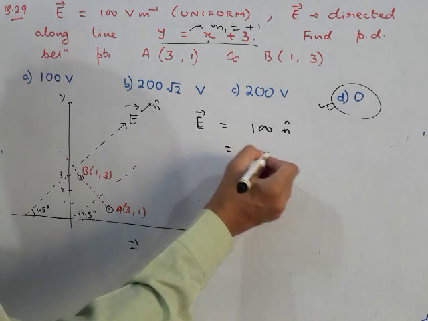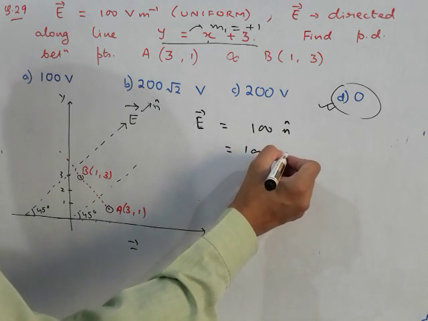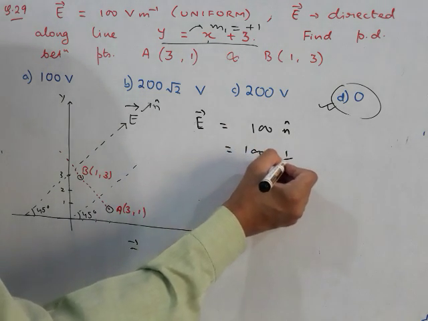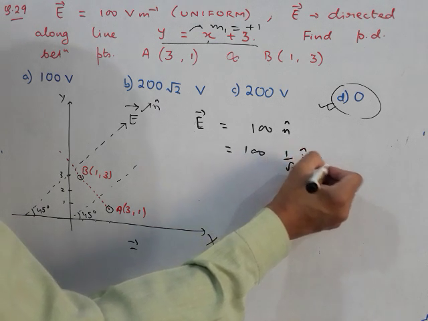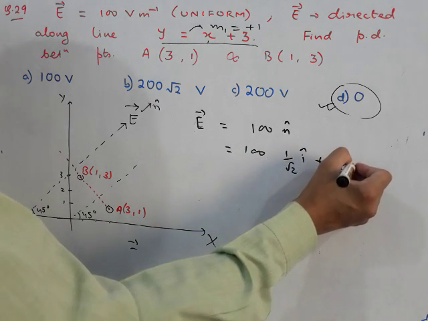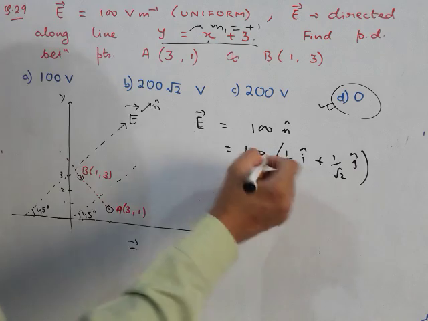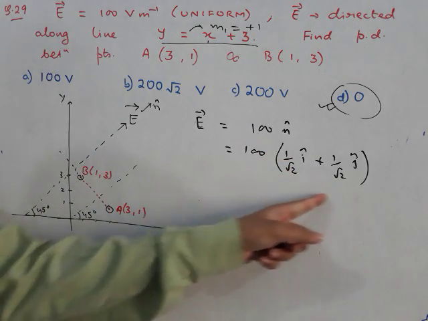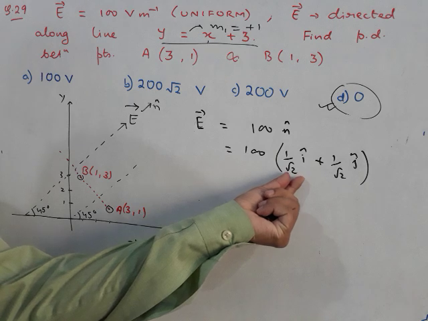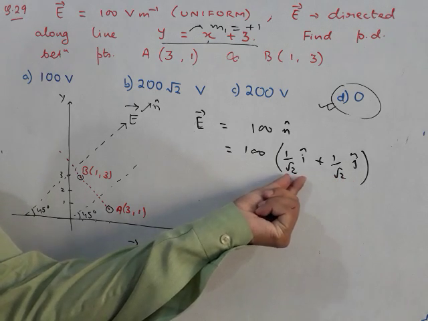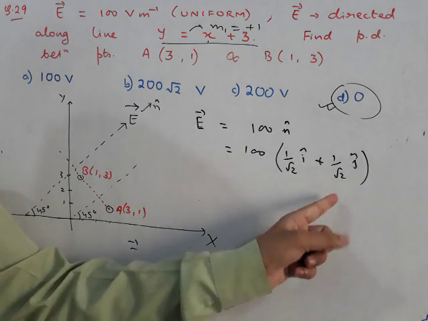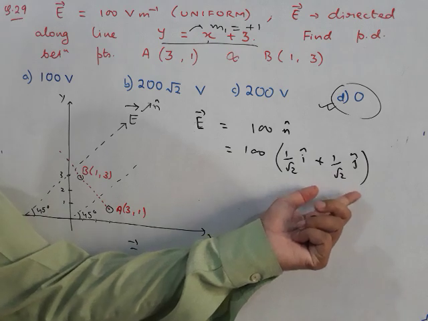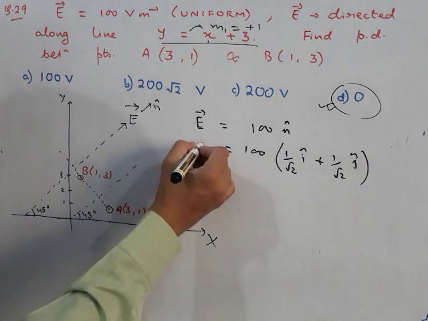So I can write it like so: 100 into 1 cos 45. Cos 45 is 1 by root 2 i cap plus sin 45, 1 by root 2 j cap. Understand this method carefully. This is a unit vector. You can see its magnitude will be root under this square plus this square, half plus half, that is root 1, which is 1. That means it is a unit vector. So this is the general method.